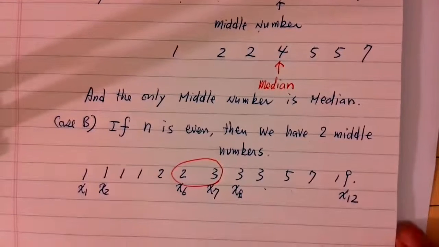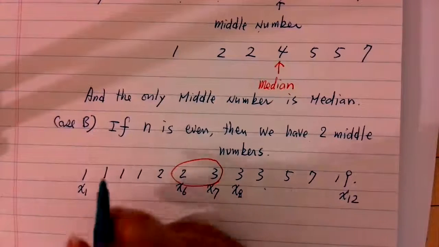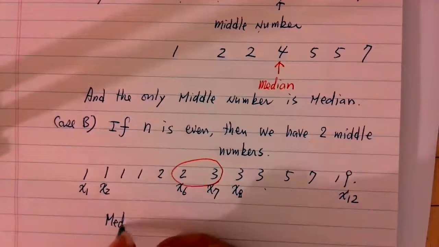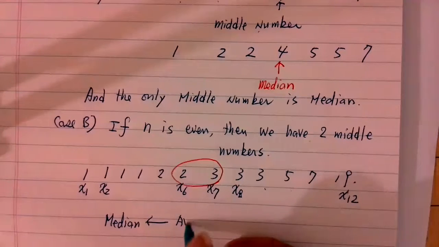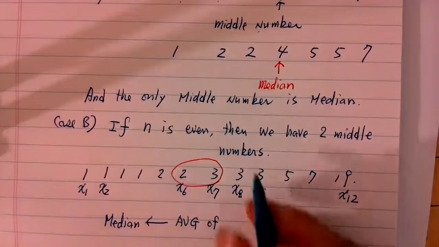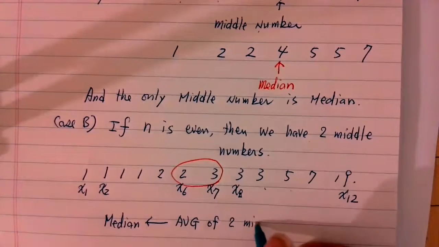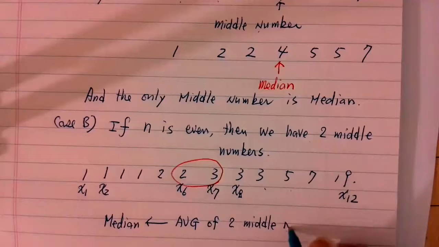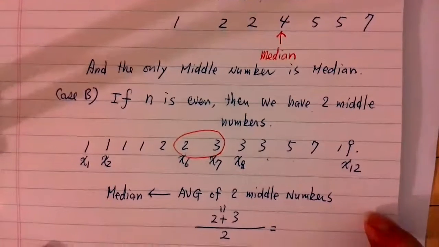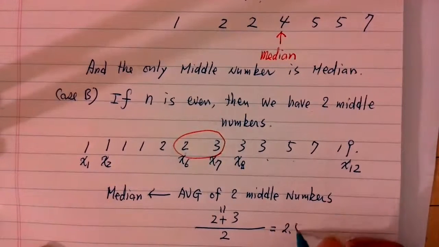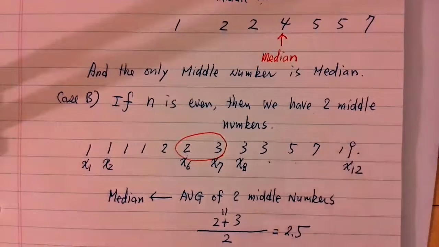And in this case, what will be the median? The median is the average of the two middle numbers. So in this case, it is 2 plus 3 divided by 2. Okay, 2 plus 3 divided by 2, and that is what? That is 2.5, okay? That is 2.5.